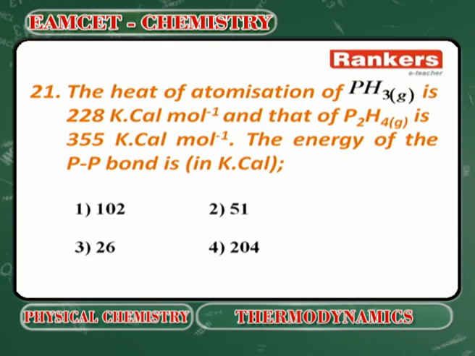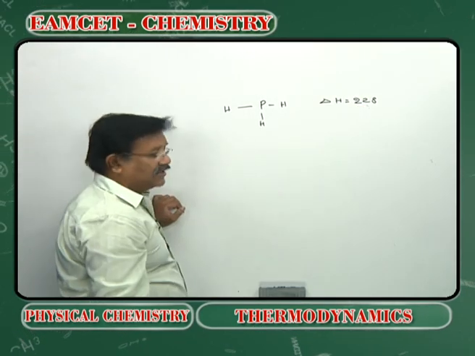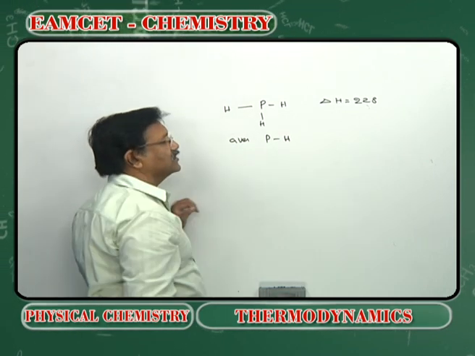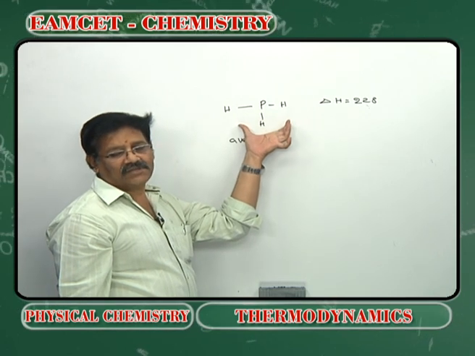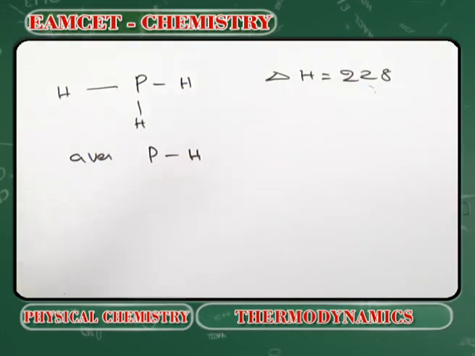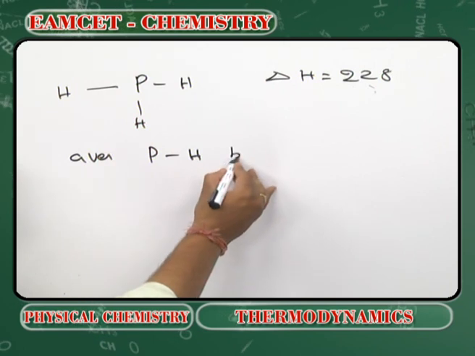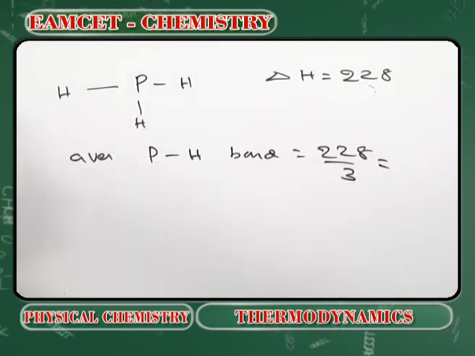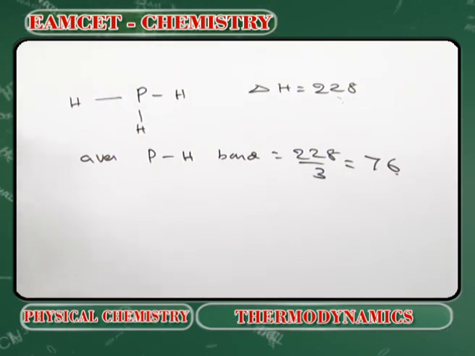That value is substituted in the dissociation energy of ethane. Next, the heat of atomization of PH3 is 228 kilocalories. PH3 dissociation delta H is equal to 228 kilocalories. So what is the average PH bond energy? In PH3, how many bonds? 3 PH bonds. For dissociating 3 PH bonds, the energy required is 228 kilocalories. Average PH bond energy will be 228 by 3, which is 76 kilocalories.